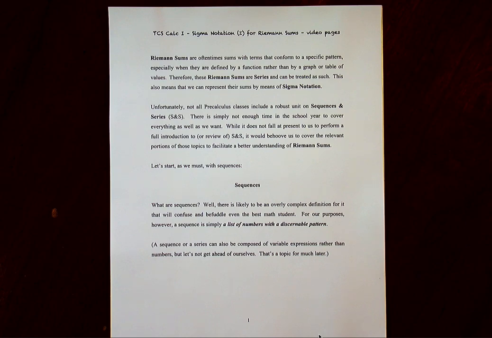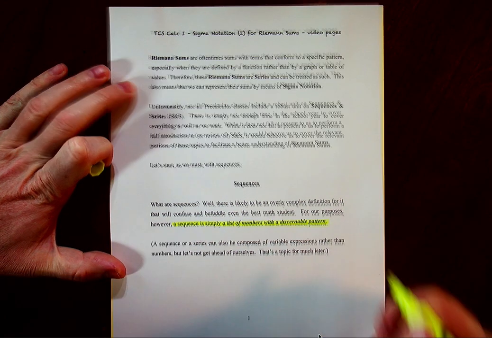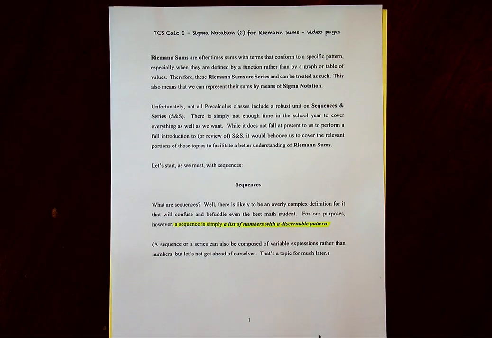And not to get ahead of ourselves, let's just start with sequences. Now, sequences are just lists of numbers with a discernible pattern. So this is basically what's important right here, okay? A sequence is a list of numbers with a discernible pattern. A list of numbers without a discernible pattern is still a list of numbers and may indeed be meaningful mathematically, but it is not a sequence.